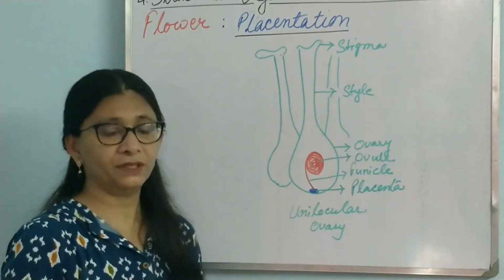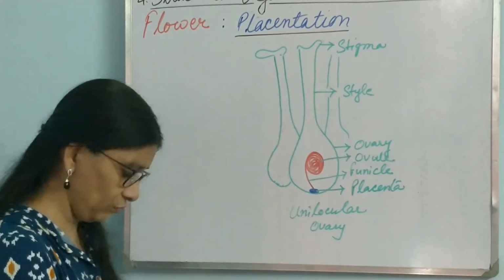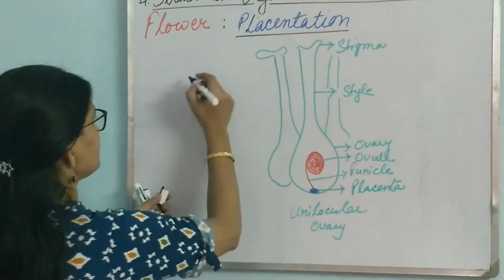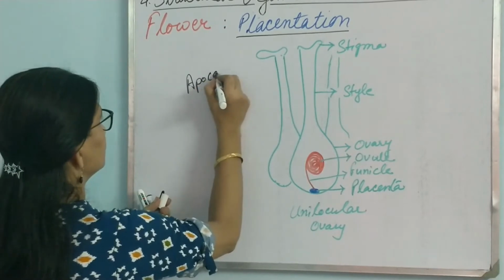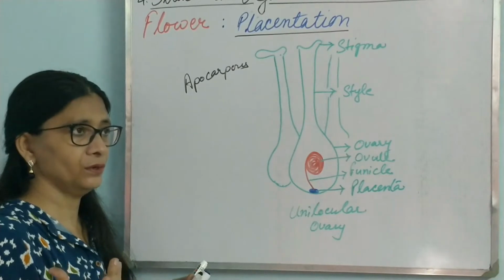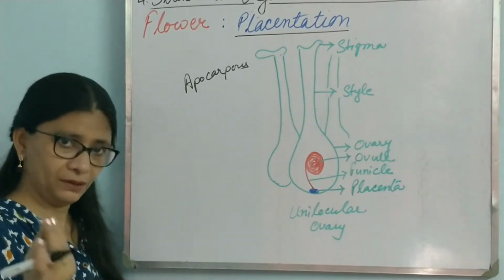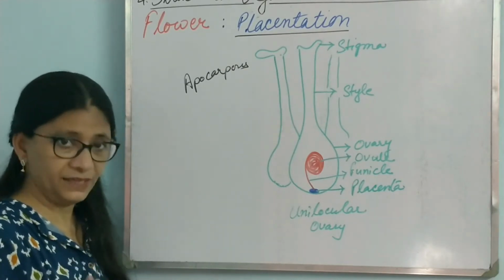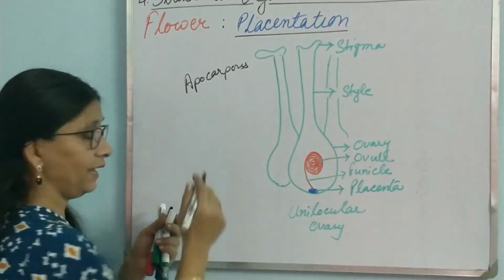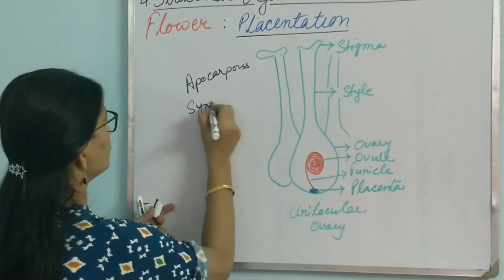In such a condition, the carpels may exist in separate ways. That condition is known as apocarpous. Apocarpous condition, like in the case of Nelumbo, lotus: all the carpels are separate. They give rise to separate seeds in separate chambers. So that is the apocarpous situation. Then we have when all the carpels unite to form one carpel. That is known as syncarpous.